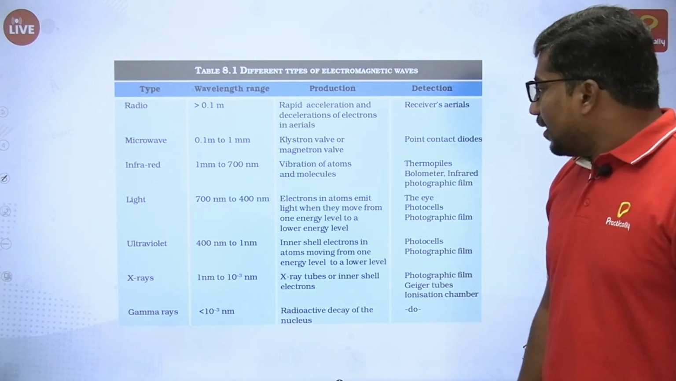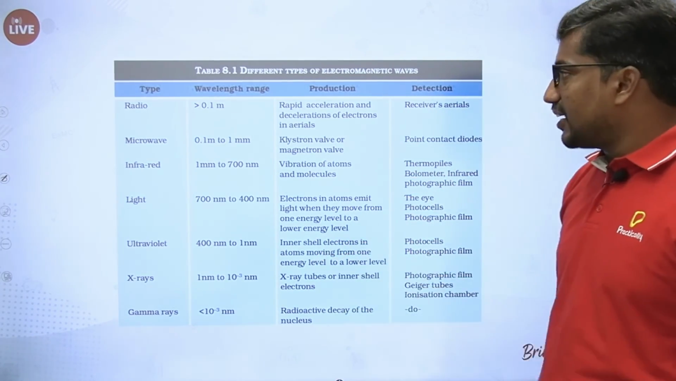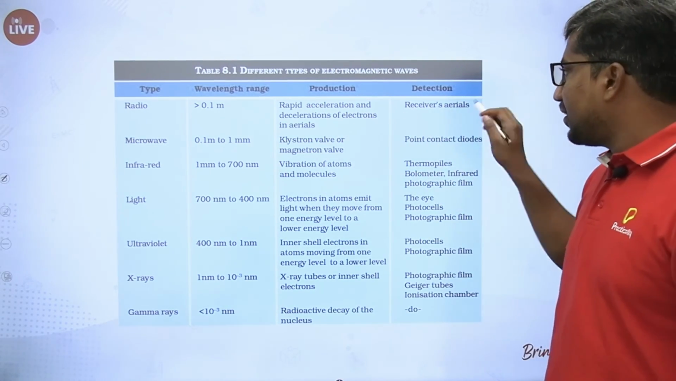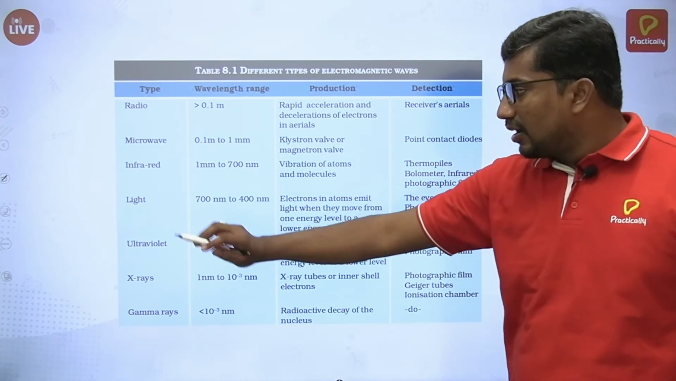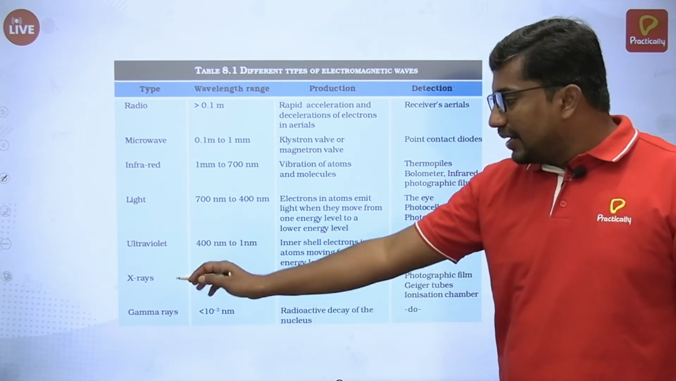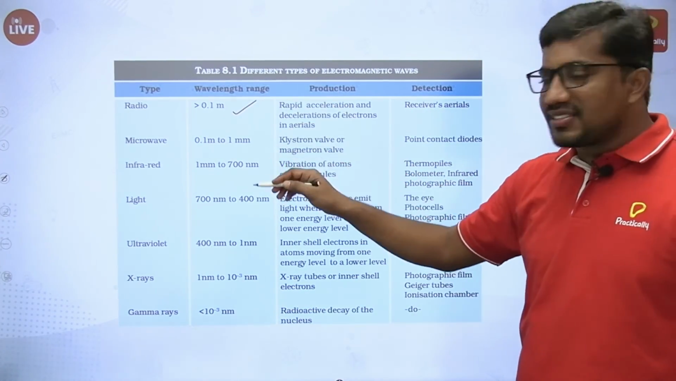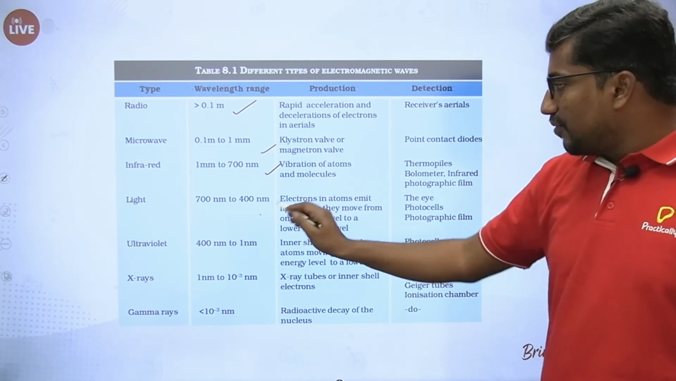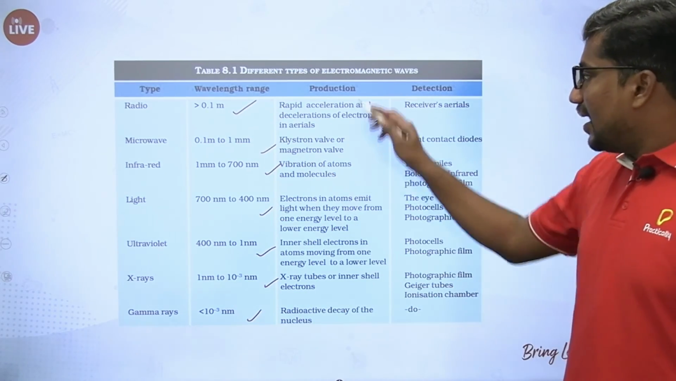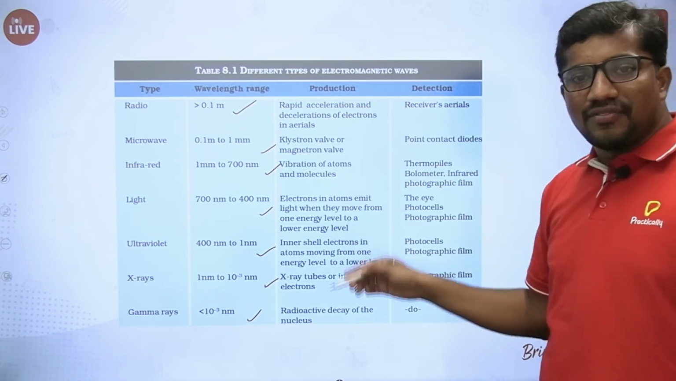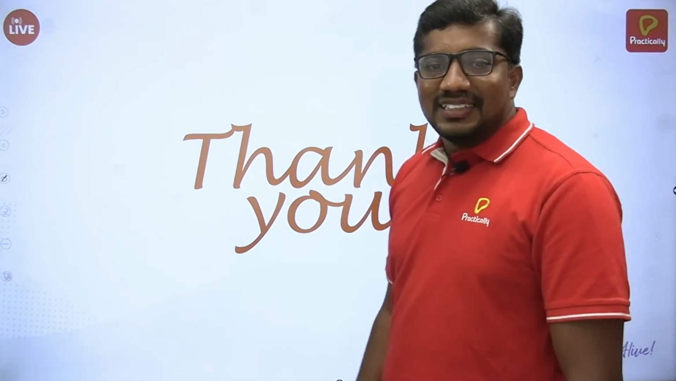You can see this chart, a diagram that I have taken from the NCERT reference. Wavelength range, production, and detection are given, from radio waves to gamma rays in the order radio, microwave, infrared, visible light, ultraviolet, X-rays, and gamma rays. The wavelength ranges are given, starting from greater than 0.1 meter. It's the same as what we have discussed, just tabulated like this. These are the wavelength ranges for each electromagnetic wave listed in the electromagnetic spectrum, and we have seen how they are produced and detected. All right, that's all.